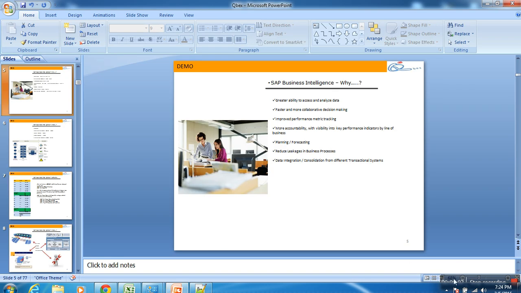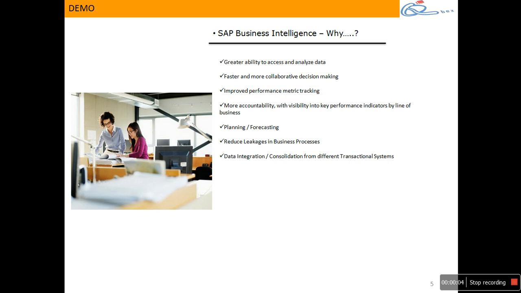Okay, now we can just run through all these slides. Like they were saying, in BW we can do planning and forecasting, we can do leveraging, understand and reduce the leakages in the business process. You can know where the problem is, and then you can monitor the complete business process.